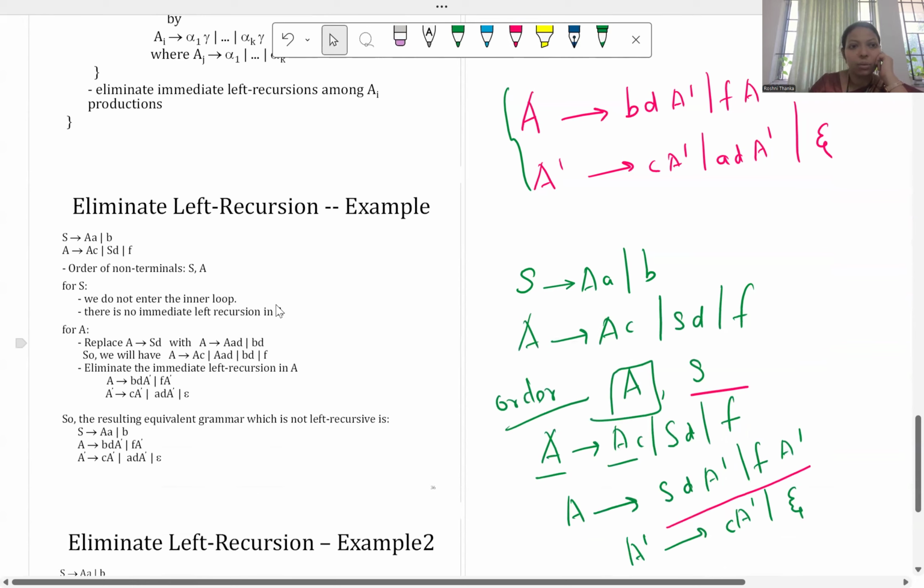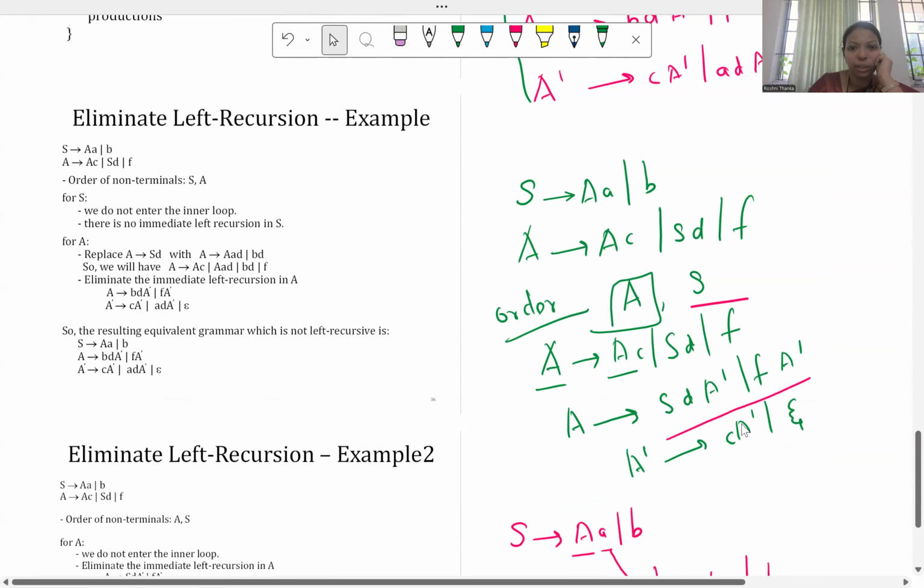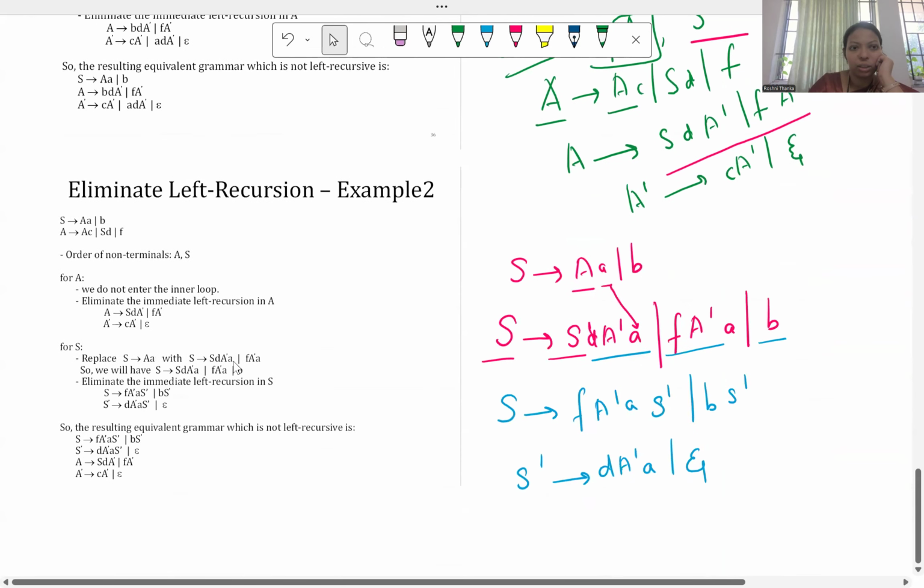Okay. So this example we only discussed here, and we got this result.